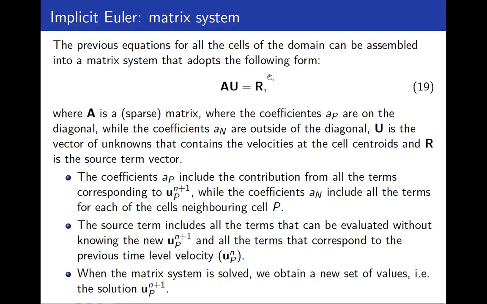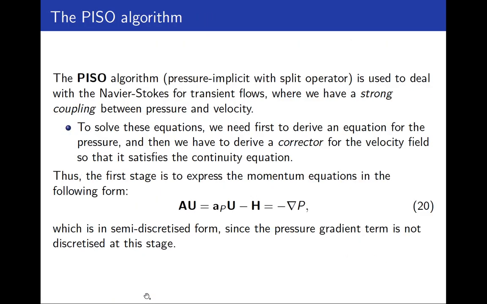Once we solve this matrix system, equation 19, we will obtain a new set of values. That means we will obtain all the values of the velocity at the new time level. Now, the PISO algorithm: before explaining the meaning, remember, PISO stands for Pressure-Implicit with Split Operator. This PISO algorithm is used to deal with the Navier-Stokes equations for transient flows, where we have a strong coupling between pressure and velocity.